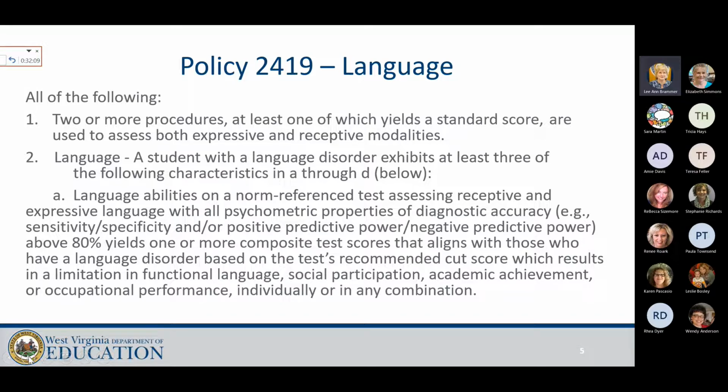in total, because what you're going to have to do is in 2A, it says language abilities on a norm reference test, and that's the same thing as a standardized test. Assessing receptive and expressive language with all psychometric properties of diagnostic accuracy. And we specifically said that out, like sensitivity and specificity, positive predictive power, negative predictive power, above 80%.